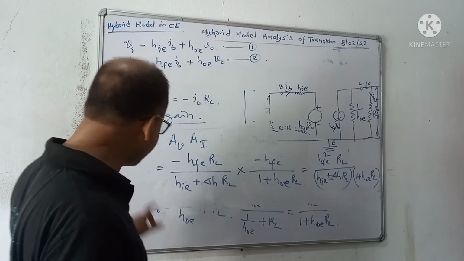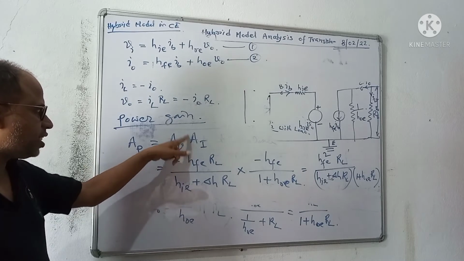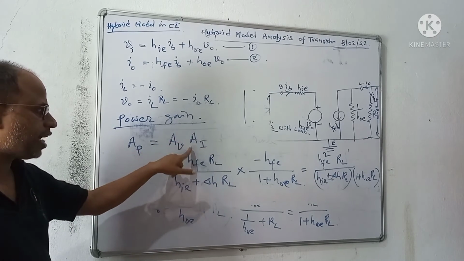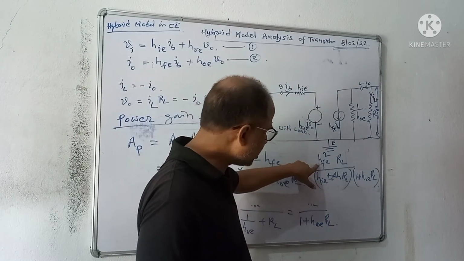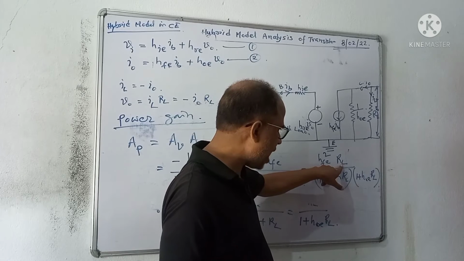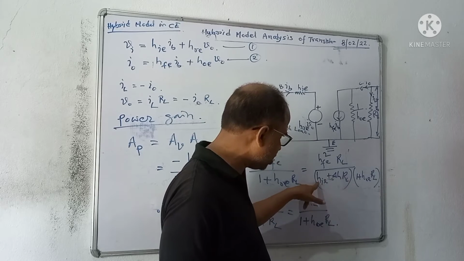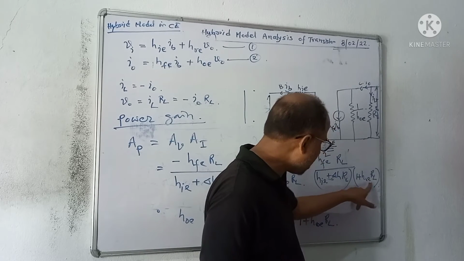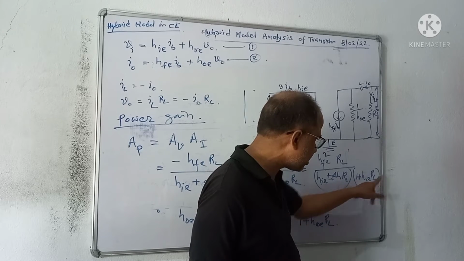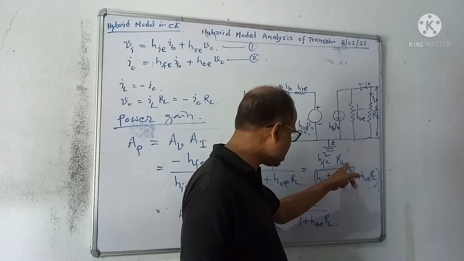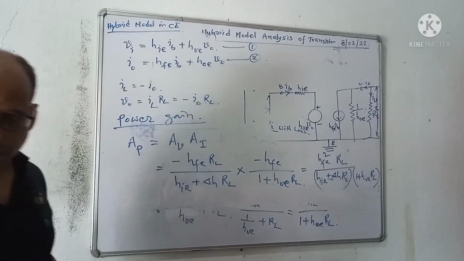Now take the dimension. Voltage gain into current gain. Voltage gain is a dimensionless quantity. Current gain is a dimensionless quantity. Therefore, this is dimensionless. Now come here. HAP is dimensionless. This is RL, which is resistance. Here it is dimensionless because HOE is 1 by resistance, so resistance cancels out. Therefore, this is resistance, this is resistance. They will cancel out. Therefore, this is dimensionless.